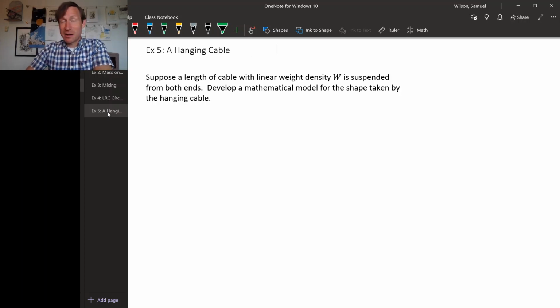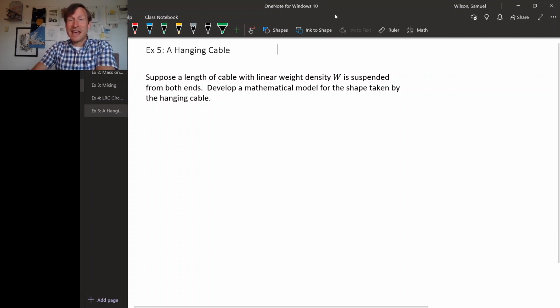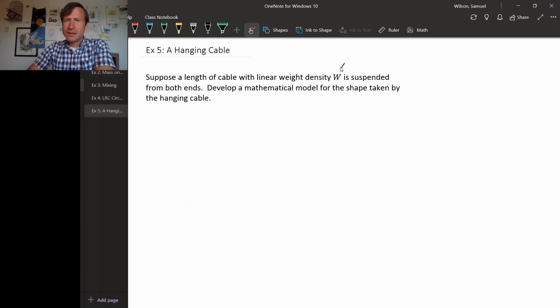As a final example of describing a situation with the differential equation, let's come up with a mathematical model for how a cable suspended from both ends would hang under the influence of gravity. So we're going to take a cable with linear weight density W, and linear weight density is just the weight of the cable per unit length. So this would be measured in something like pounds per foot or newtons per meter, I guess. Just tells you how much a unit length of the cable material weighs.